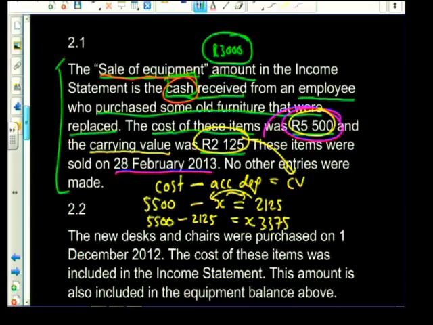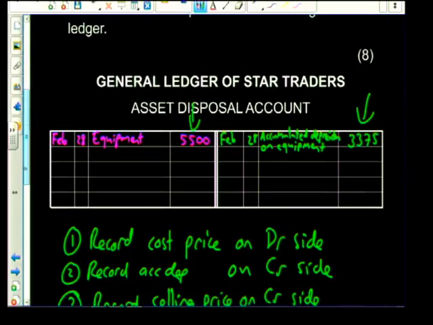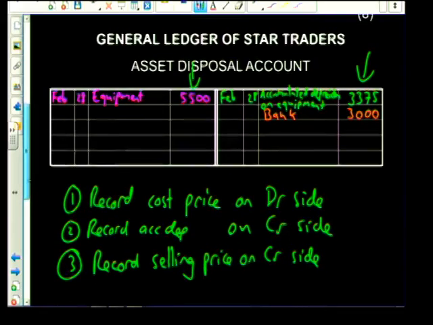She should instead have recorded the profit or the loss. So this 3,000 Rand is the selling price, and we've received it in cash, so we just have to record it in our asset disposal account, and that's actually pretty easy. All we're going to do is record bank over here, and we're going to record in my ledger 3,000 Rand.